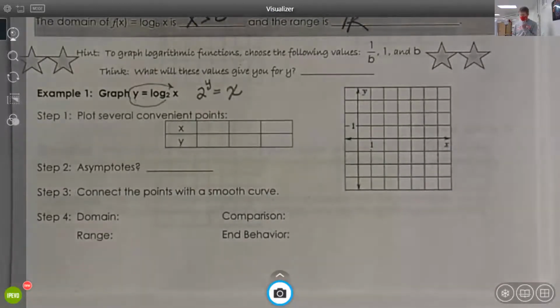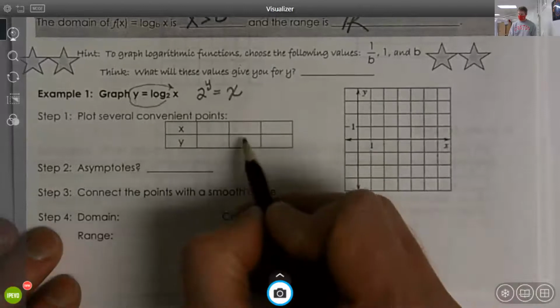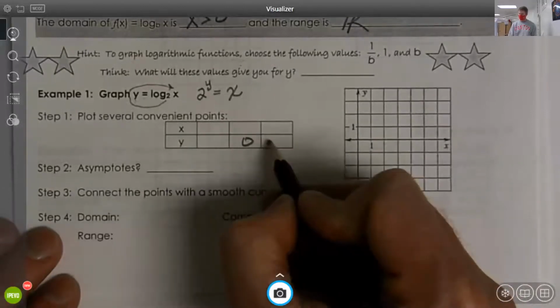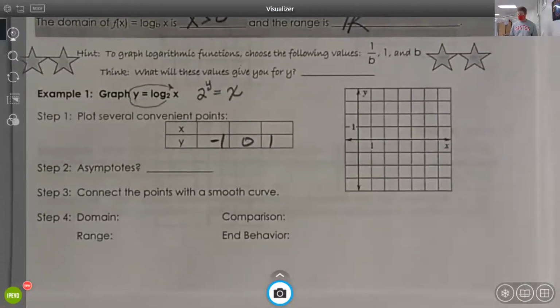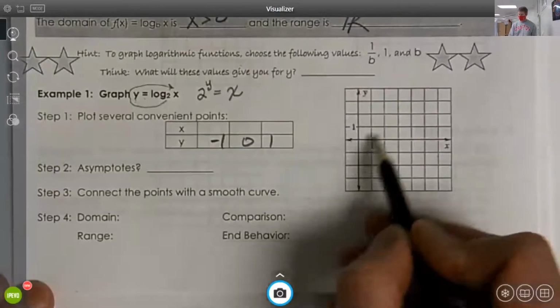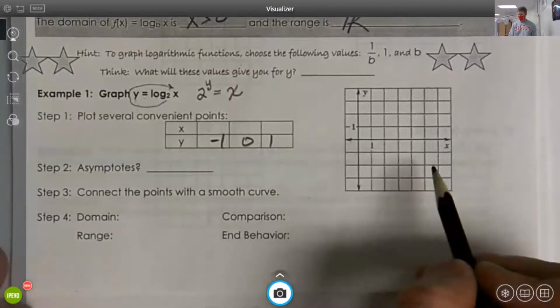So instead of picking values for x, we're going to pick values for y. So we can do our calculation and find out what the best x is going to be. So we can put in 0, we could put in 1, we could put in -1. You could really put in any numbers in there you wish, because for y, it's all real numbers. But we typically like to do it right around the x-axis.